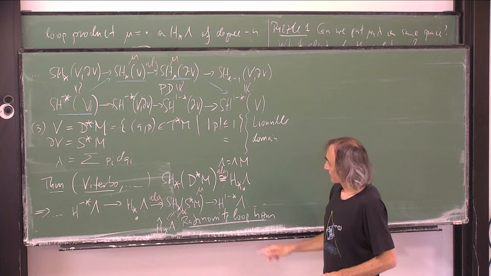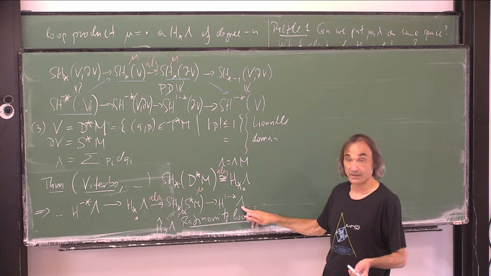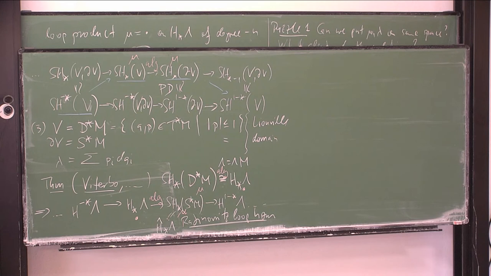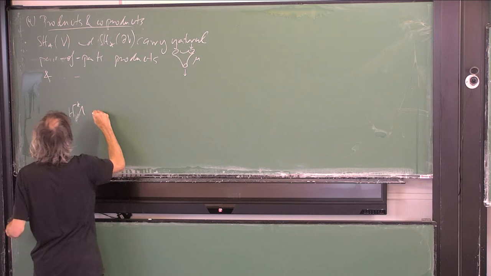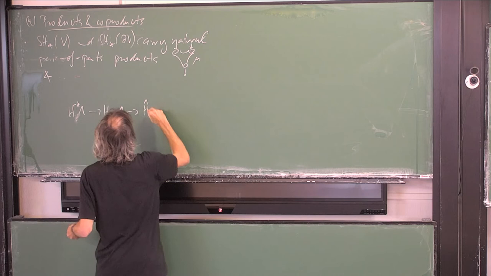Now about the product here. Well, first of all, it doesn't live here, and also I will not bring the code for that if possible. So for this, I want to enlarge this diagram slightly. So let me redraw. It's here, so we have Ĥ star one star Λ going to Ĥ star Λ going to this new group.